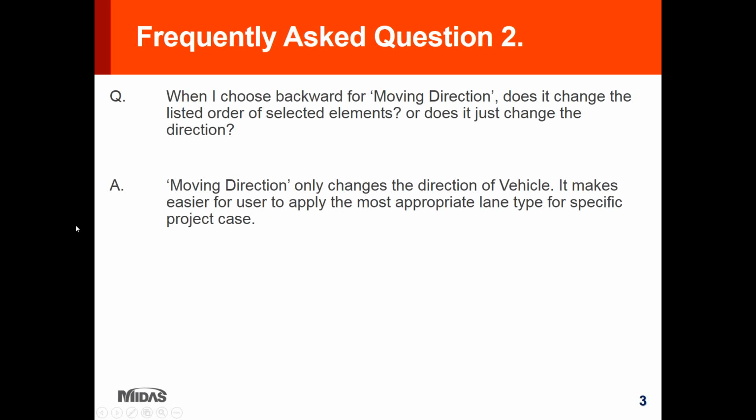Frequently asked question number 2. When I choose backward for the moving direction, does it change the list order of selected elements, or does it just change the direction? As I explained in the previous slide, it doesn't change the numerical order of the elements. It only changes the direction of the vehicle.